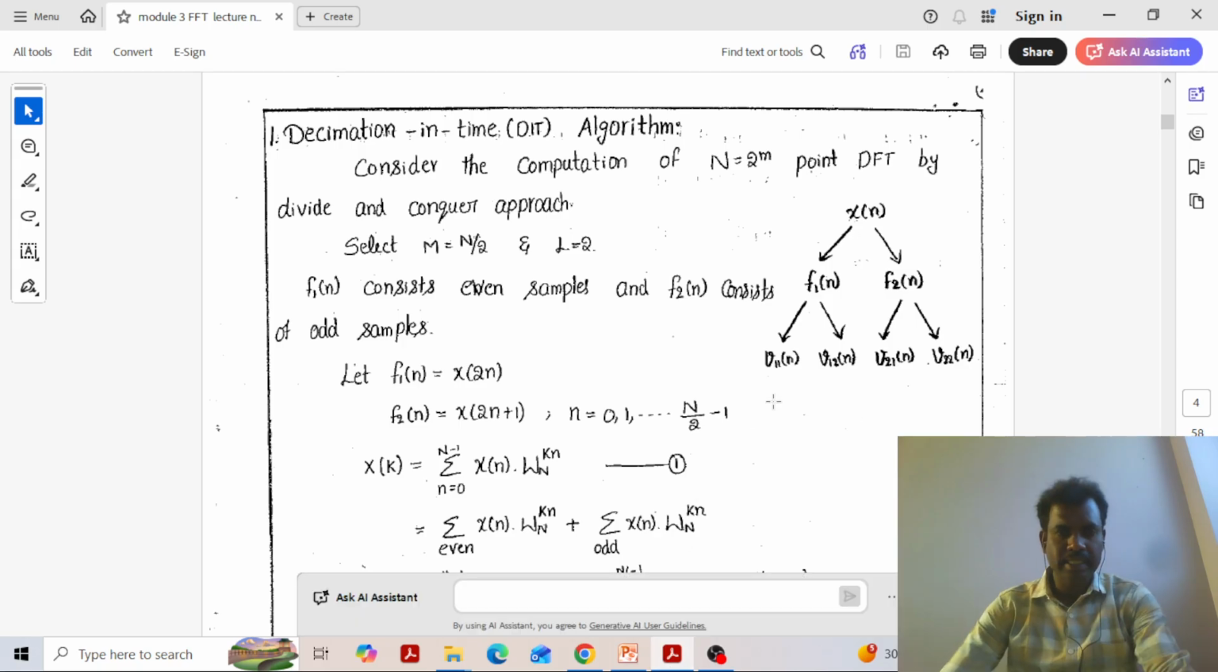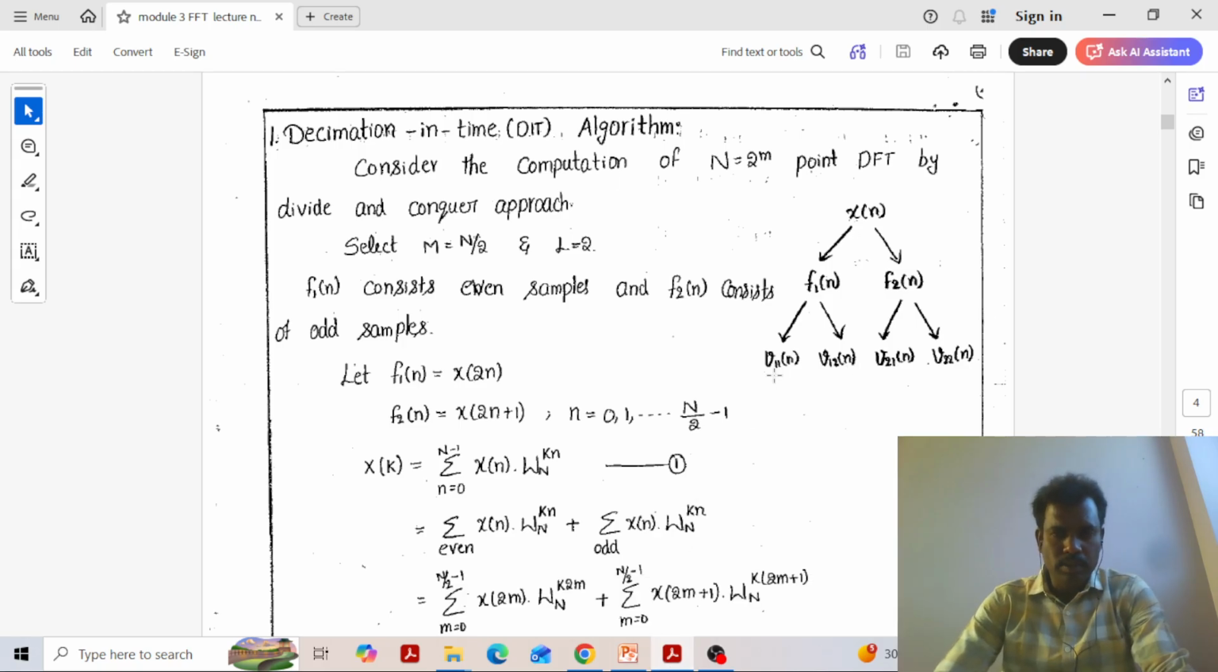Now let us see how this diagram is derived. We have seen the procedure, but how is it mathematically derived, and how is it validated? This is a simple derivation for the decimation in time algorithm. We'll consider N is equal to 2 power m. As we are discussing radix-2 FFT, the number of input samples, capital N, must be a power of 2.